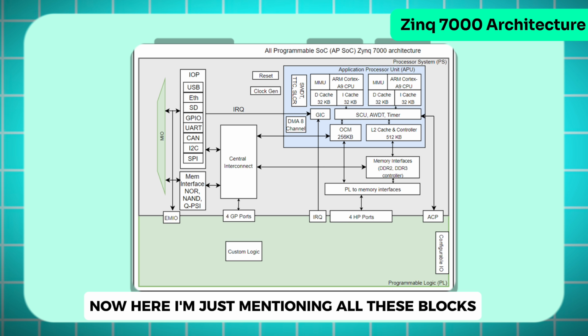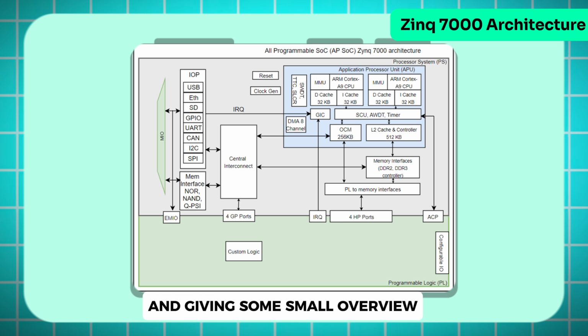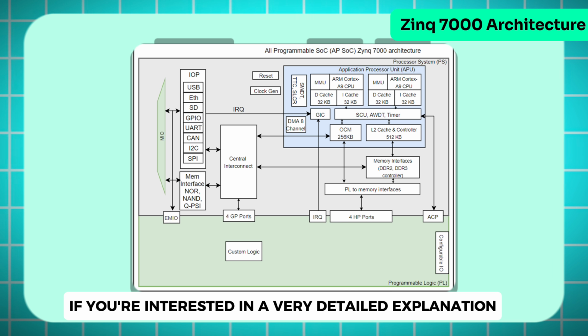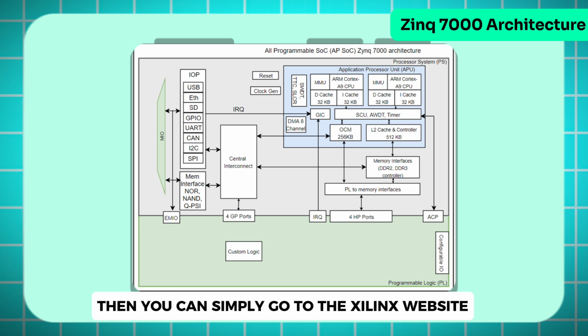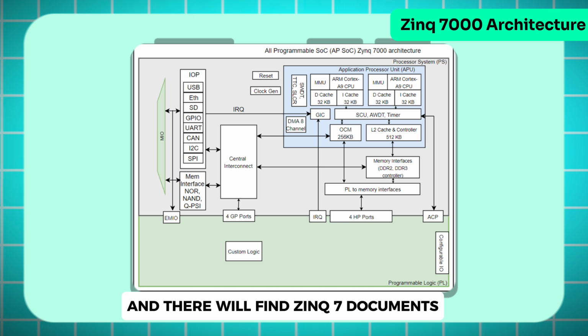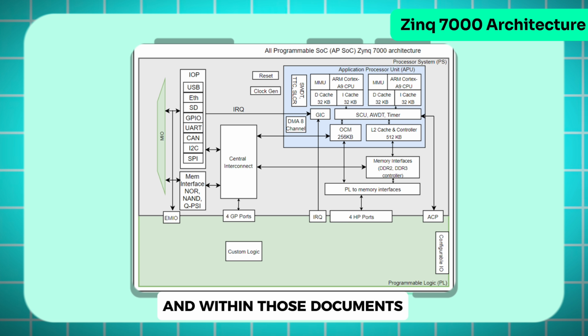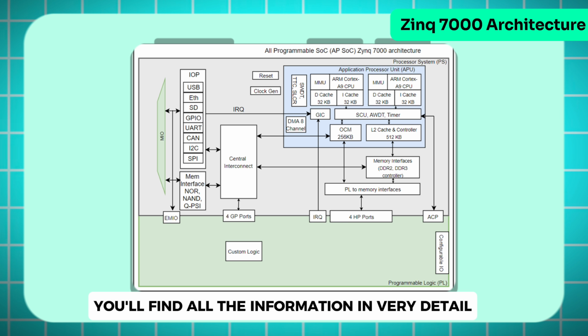Now here I'm just mentioning all these blocks and giving a small overview, but if you are interested in a very detailed explanation, then you can simply go to the Xilinx website, and there you'll find Zynq 7 documents, and within those documents you'll find all the information in great detail.